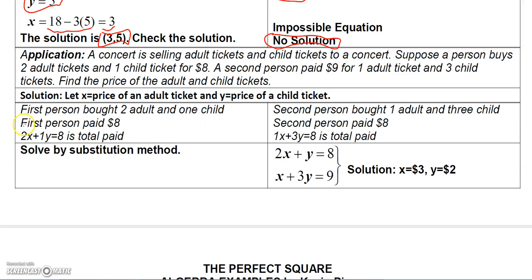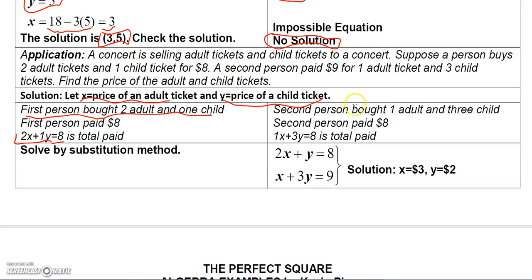Well, let's look at the 2 people here. The first person bought 2 adult and 1 child. So if I let x be the price of the adult tickets and y be the price of the child tickets, then I can represent how much this person spent based on the number of tickets they bought of each type. So this person spent $2 per adult ticket plus $1 per each child ticket, so thus 2x plus 1y, and he paid a total of $8. So those tickets have to add up to $8.